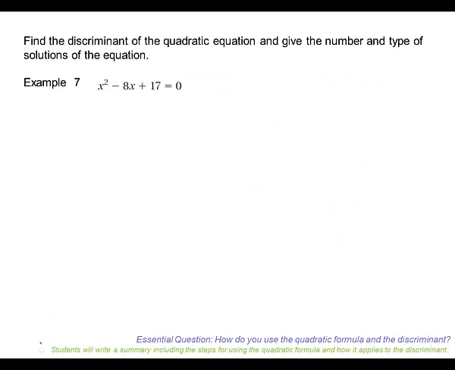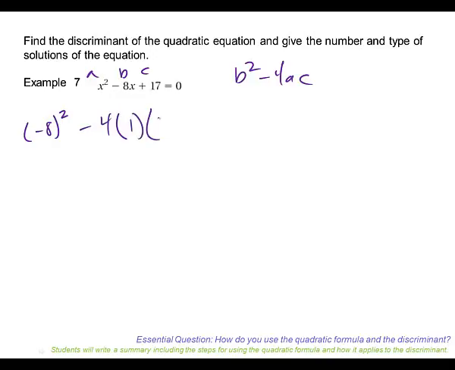All right, so we got to do the discriminant, give the number and type of solution. So all I need to do is b squared minus 4ac. Remember, it's still in order, a, b, c. So what's your b value? Negative 8 squared minus 4 times what's the a? 1 times what's the c? 17. You do have a calculator if you need it, or you can use your scratch pad. What's negative 8 squared? 64. 4 times 1 times 17.